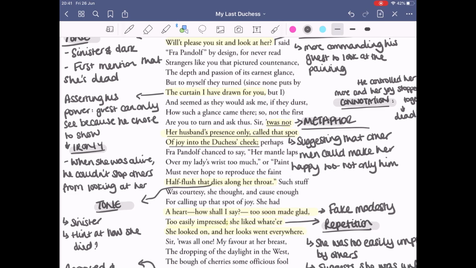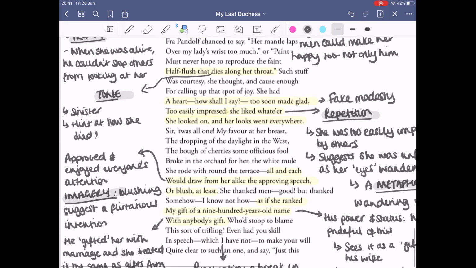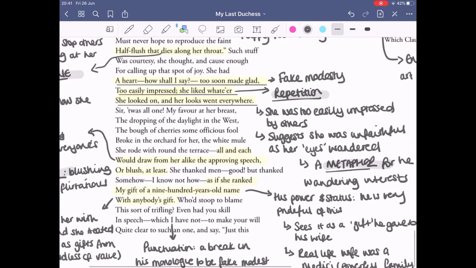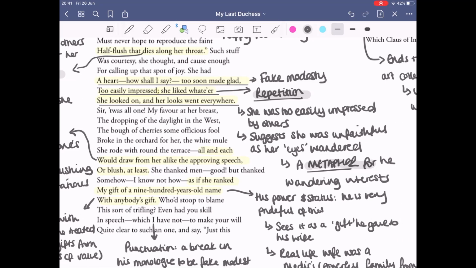So this is shown again through the lines, "how shall I say, too soon made glad, too easily impressed, she liked whatever she looked on, and her looks were everywhere." So first of all, with "how shall I say," the use of punctuation here demonstrates his fake modesty, as he's trying to show that he's a better person than he actually is. However, look at the use of the repetition, "too soon made glad, too easily impressed." Here he's implying that she was too easily impressed by others, and suggests that she was unfaithful, because he's saying she was happy with whatever she saw, and she looked everywhere. So he's saying that she almost had a wandering eye.